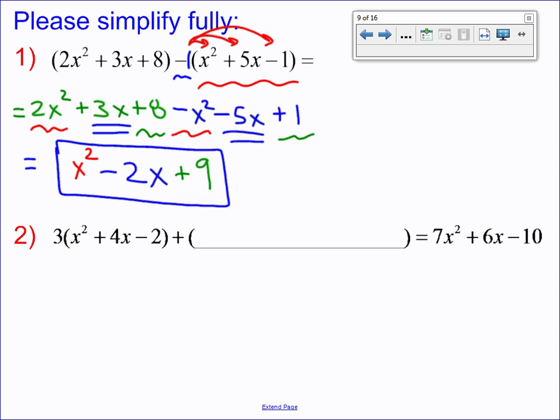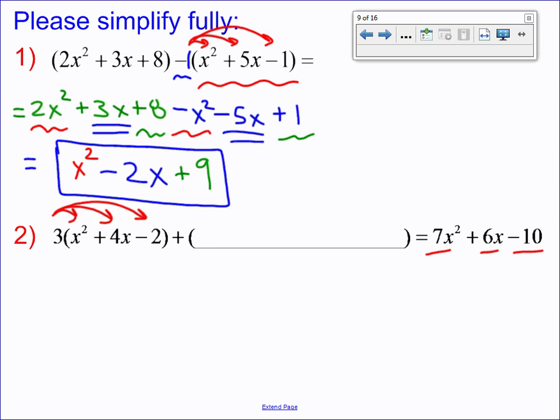In number 2, before we can find the missing polynomial, like you'll have to do in your worksheet assignment in a little bit, it's going to be useful to first distribute through the parentheses to see the magnitude of each of these terms, so I can decide what must be added in order to get to my end result. That is 7x squared, 6x, and then minus 10 for my constant term. So let's go ahead and multiply through.